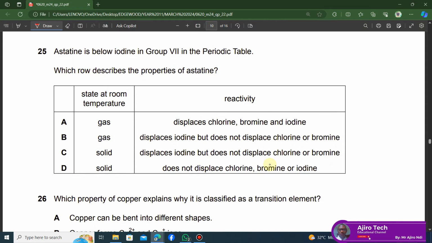Astatine is below iodine in group 7 in the periodic table. So which row describes the properties of astatine? Astatine is not a gas, okay? So it's a solid. Now, we're left with 2 options.